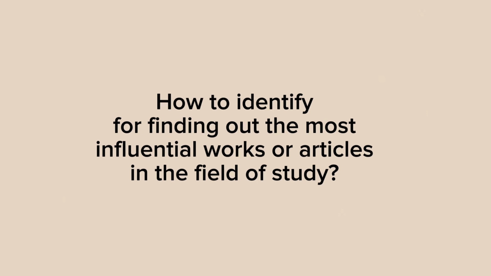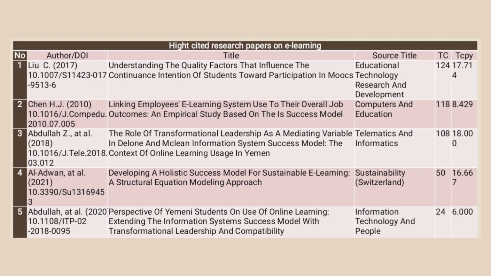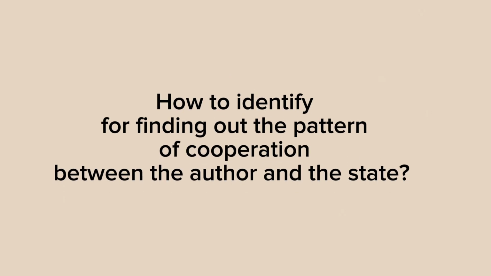Third, how to identify the most influential works or articles in the field of study. From the picture, we can see that Cui Liu's work has the most citations, about 17.714 per year. Fourth, how to identify the pattern of cooperation between the author and the state.